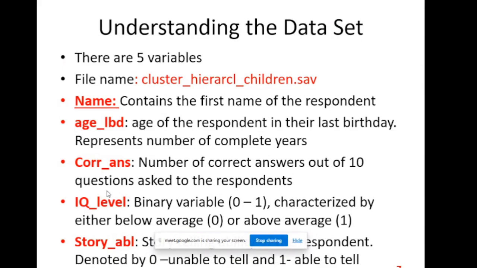Okay, now let us look at this. I have a data set. In the data set, I have 5 variables. One variable is the name of some students, small children. Then I have information about their age at their last birthday, and their class. I gave them 10 questions, and this is the number of correct answers that they can answer. And then I had a study on their IQ level, which is a binary variable: if they are below average, then 0, above average, then 1.